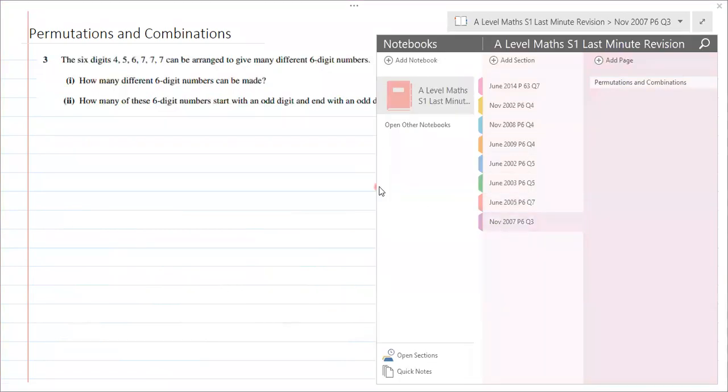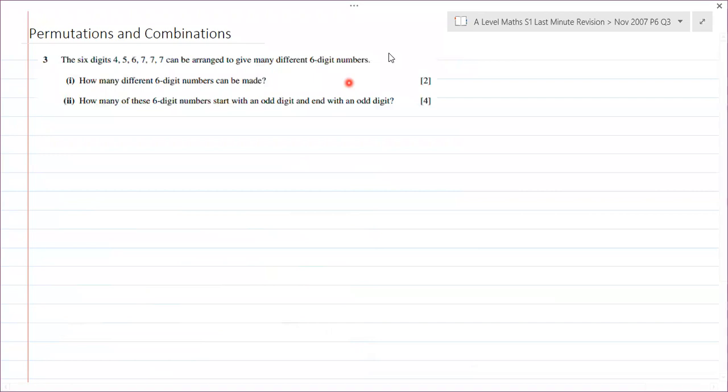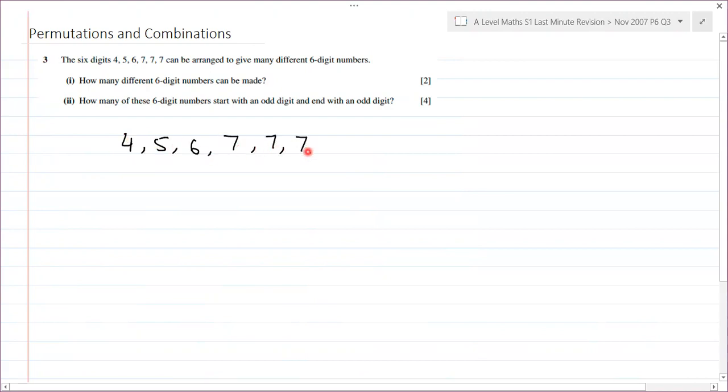Now the last one. This is November 2007, paper 6, question number 3. The 6 digits 4, 5, 6, 7, 7, and 7 can be arranged to give many different 6-digit numbers. How many different 6-digit numbers can be made?